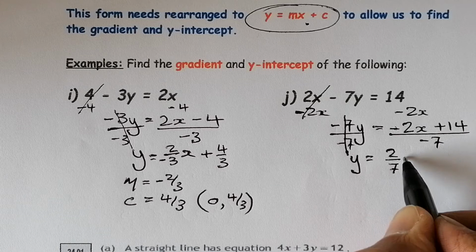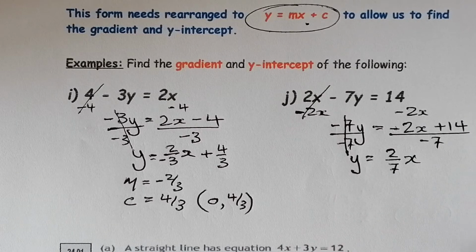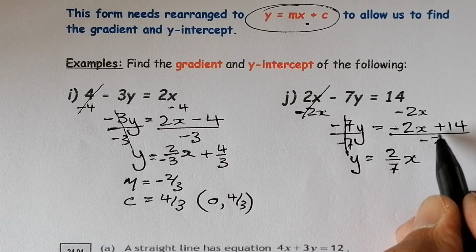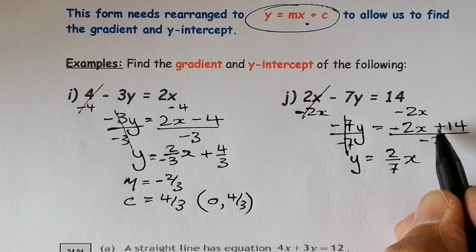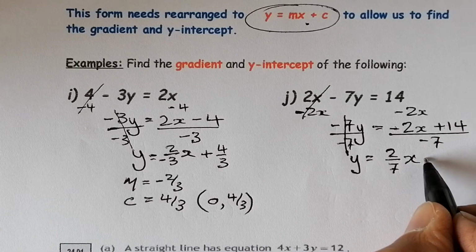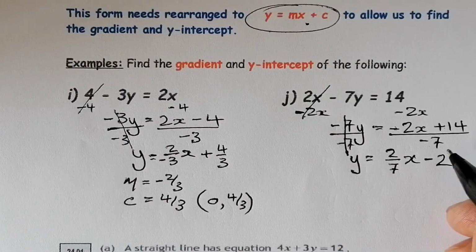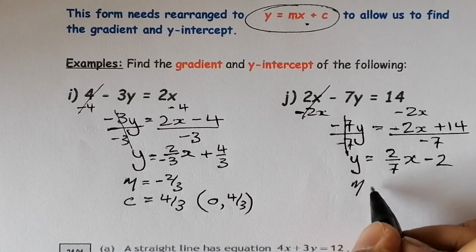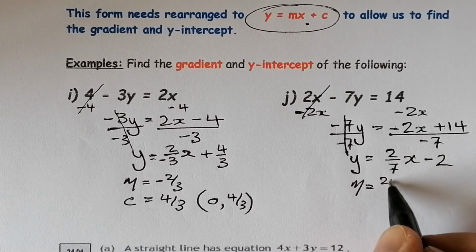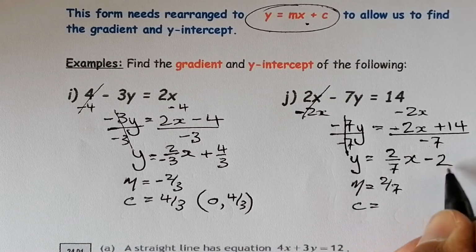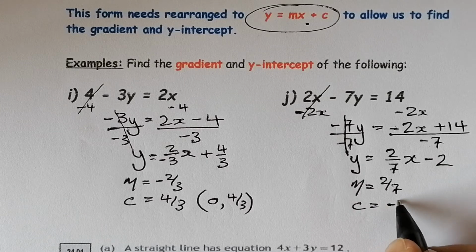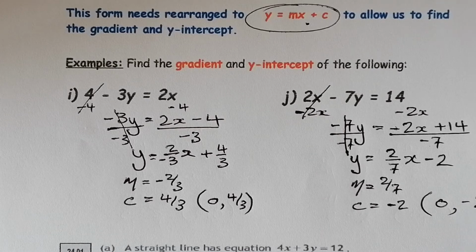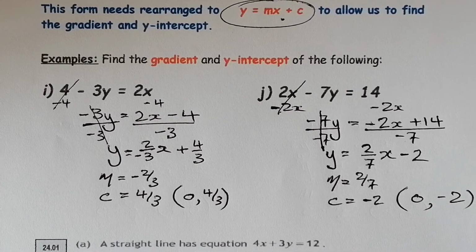For the numbers that are going to appear there, x, okay? 2 over 7x, and then I've got a positive 14 divided by a negative 7, okay? So I've only got one negative, or an odd number of negatives that are there, so that's going to give me a negative answer. So it's going to be a negative 2, because 14 divided by 7 is 2. One negative, it's going to be a negative answer. So gradient, I'm just going to pick straight from there, which is 2 over 7. And my c value, which is straight from there, but it's a negative 2, okay? Negative 2. So my y-intercept, 0 and negative 2. And that's how it's done.